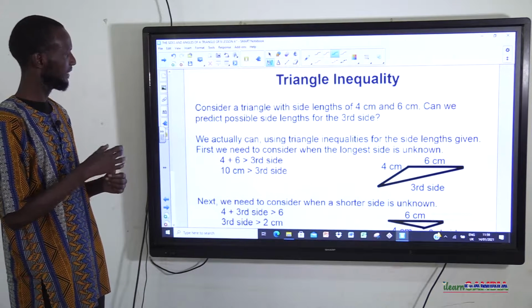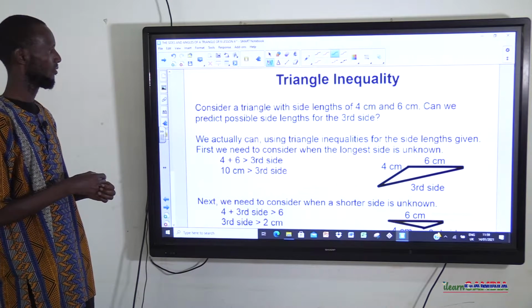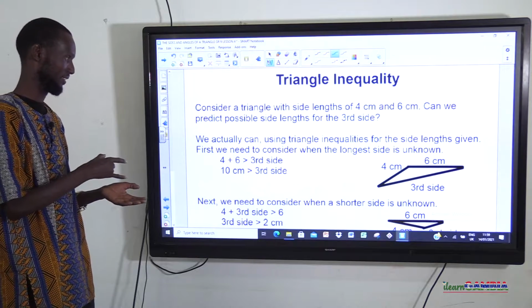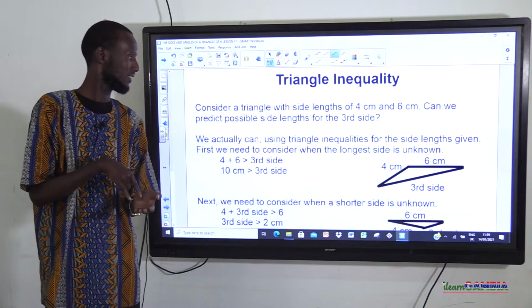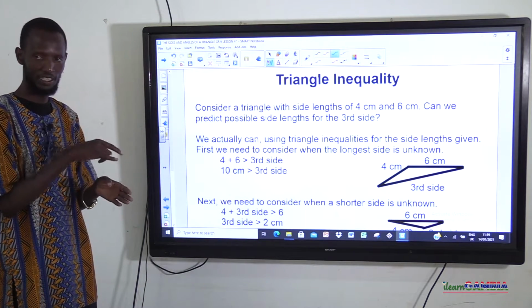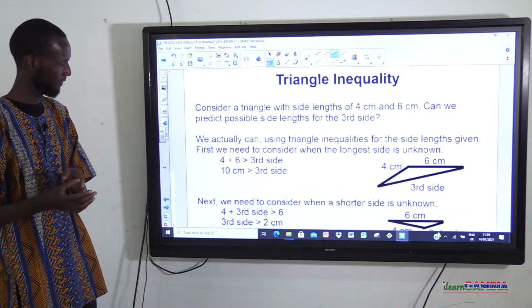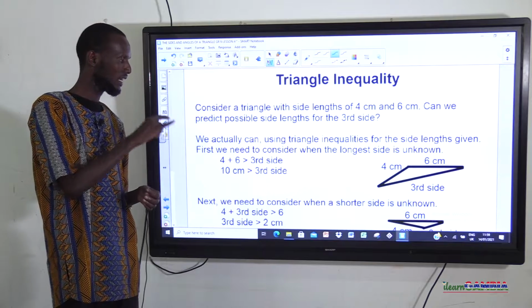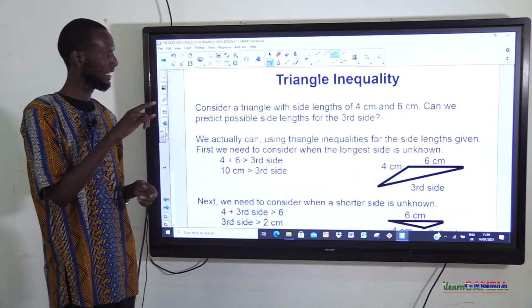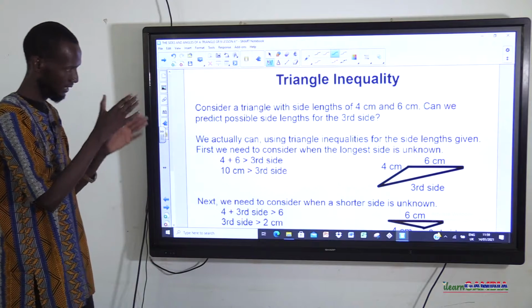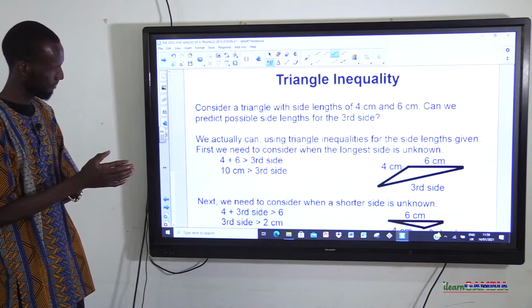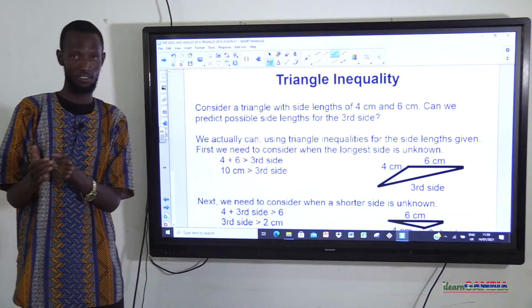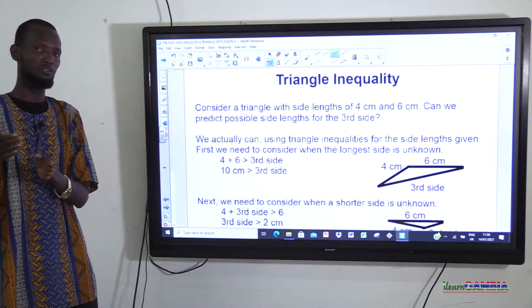Now consider a triangle with side lengths of 4 centimeters and 6 centimeters. Same question, can we predict? We want to be able to predict the possible side lengths of the third side, all right? Now we actually can do that using the triangle inequalities for the side lengths given. Now, let's look at it slowly. We have been given 4 centimeters and 6 centimeters as the first 2 sides.